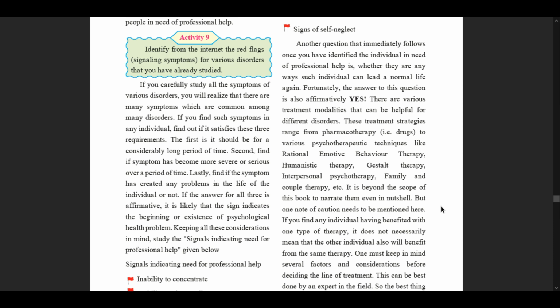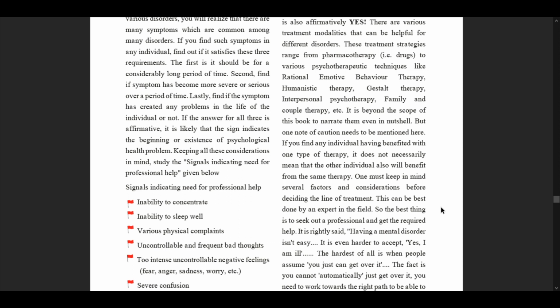But one note of caution needs to be mentioned here. If you find any individual having benefited from one type of therapy, it does not necessarily mean that another individual will also benefit from the same therapy. One must keep in mind several factors and considerations before deciding the line of treatment. This can be best done by an expert in the field. So the best thing is to seek out a professional and get the required help.